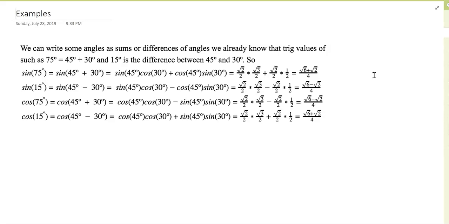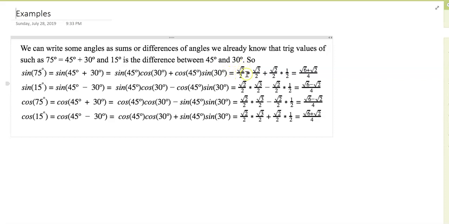So if we wanted to find the sine of 75 degrees, then from angles we already know, 45 degrees plus 30 degrees, if you add 45 and 30, you get 75. So we can use our knowledge of the sines of 45 and 30 to find the sine of 75 by doing the sine addition. So the sine of 45 degrees plus 30 degrees would be the sine of 45 degrees cosine 30 degrees plus the cosine of 45 degrees sine of 30 degrees.